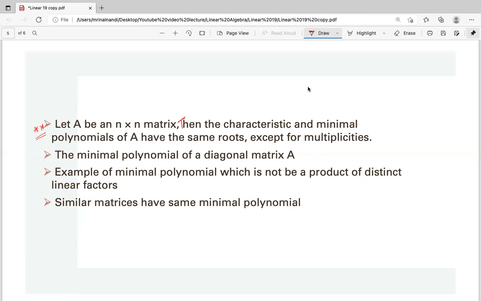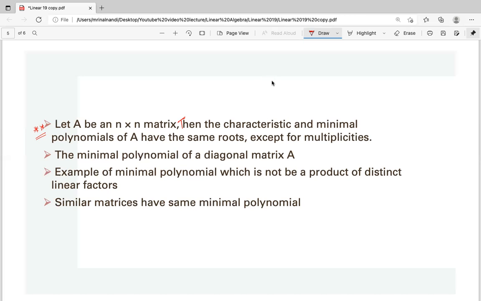That means every root of the minimal polynomial is a root of the characteristic polynomial. But you have to show the other way: that every root of the characteristic polynomial is also a root of the minimal polynomial, except for the multiplicity. Maybe the characteristic polynomial is x cubed or (x minus 1) squared, and the minimal polynomial is just x times (x minus 1). So you have to use the Cayley-Hamilton theorem to show one side, and then show the other side.